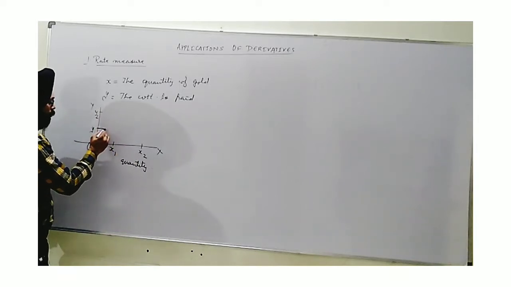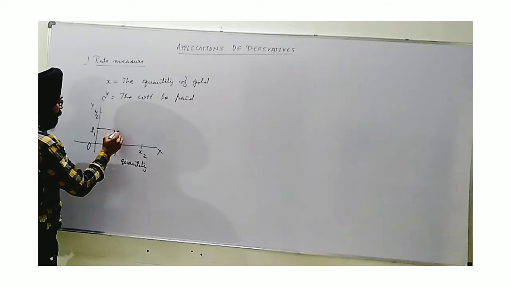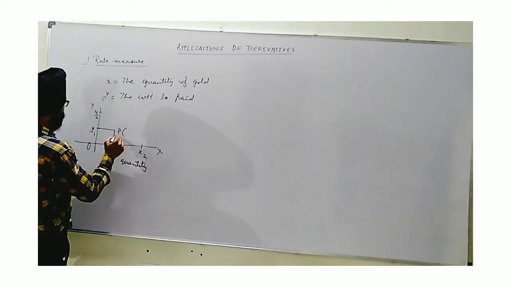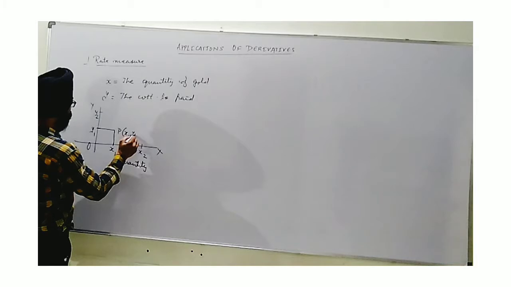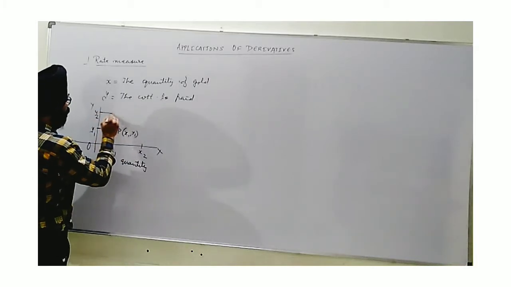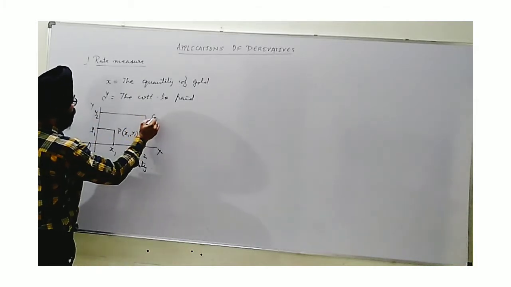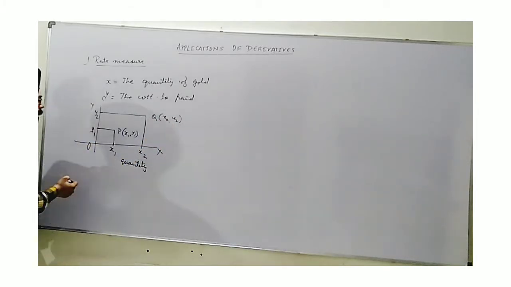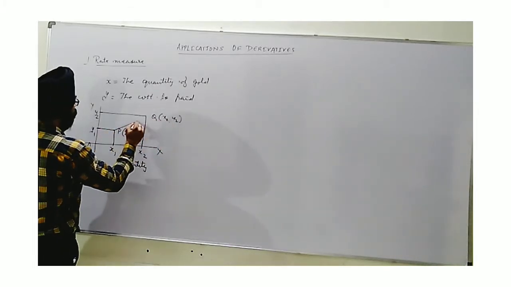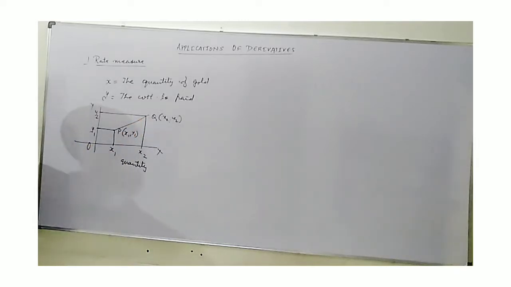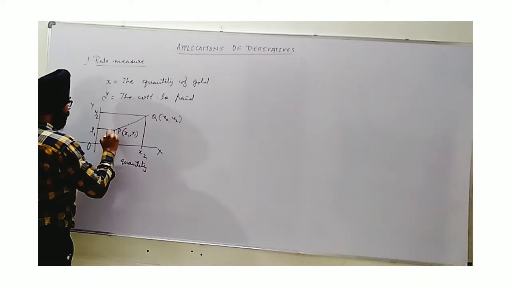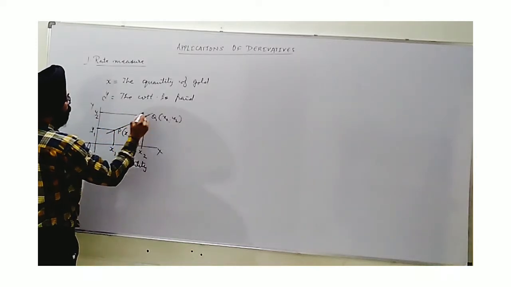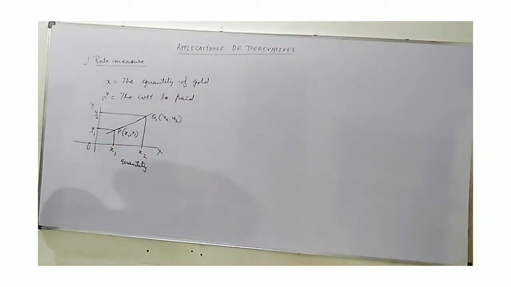Now if I show them using coordinates, point P shows x1 comma y1, first point, and second point is shown as Q, x2 comma y2. And if I join these two, then we find that it's an increasing function. You can see the graph, this line, it shows the graph. This is an increasing function. Okay, by the way, the theory is something else.